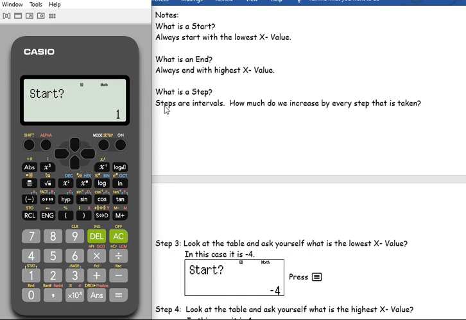The next question is a step. What is a step? Another word for a step is an interval. And an interval means how much do I increase by every time I take a step. Now let's quickly go back just so I can explain this all better to you. So bear in mind we are looking at starting points, ending points, and what is a step.